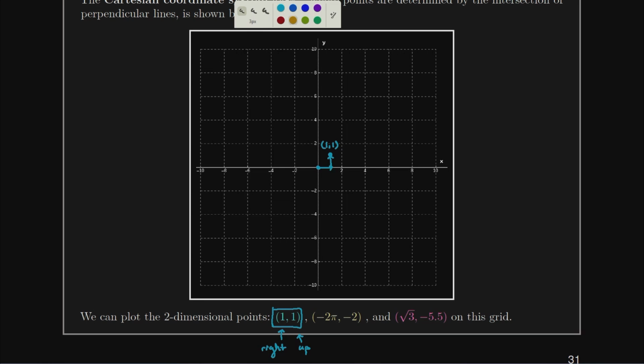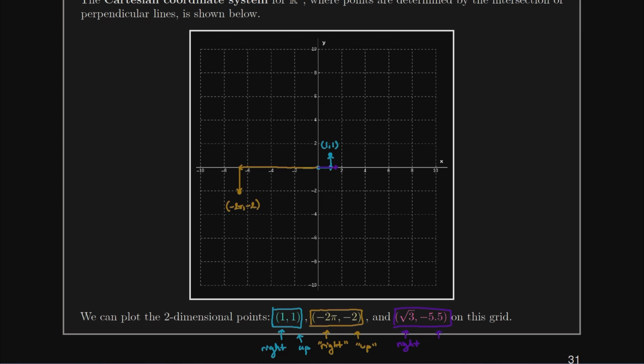And then I would repeat that for my second point, (-2π, -2), where I'm moving to the right, but that's maybe in quotes, because it's negative, I'm moving to the right by negative 2π units. So that's really to the left by 2π, or about 6.28. So I'm moving to the left by 6.28 units, and then I'm moving up by negative 2 units, which is really down by 2 units. So this is what I would call the point (-2π, -2), and then finally, maybe my last point, (√3, -5.5), I'm going to be moving to the right by √3, which is about 1.7. So we'll go maybe 1.7 units to the right, about right there.